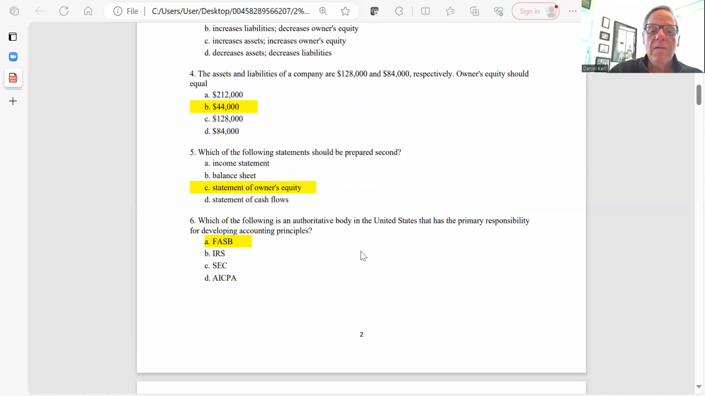Number 6, which of the following is the authoritative body in the U.S. for accounting principles? That is the Financial Accounting Standards Board.